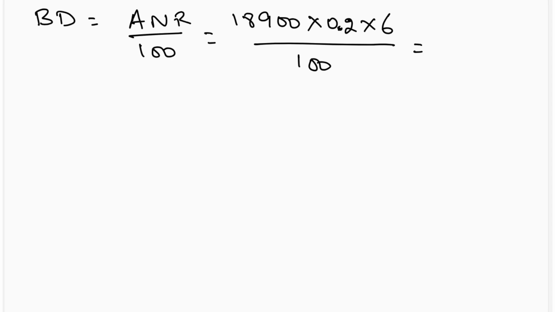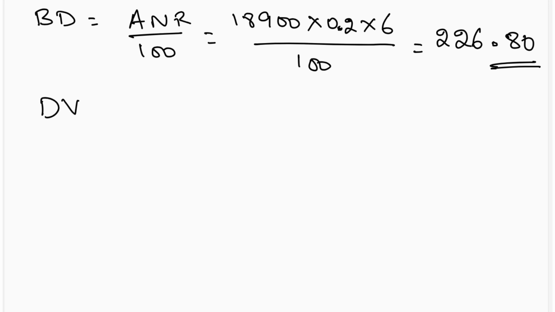Now we will find out one by one the questions they asked. First it is banker discount, so write down the formula and substitute the values, you know that. So ANR divided by 100, so 18,900 into 0.2 into 6 divided by 100. If you multiply you will get 226.80.